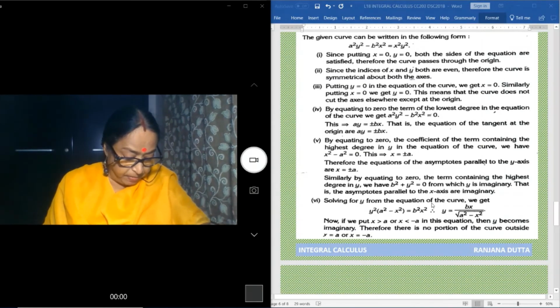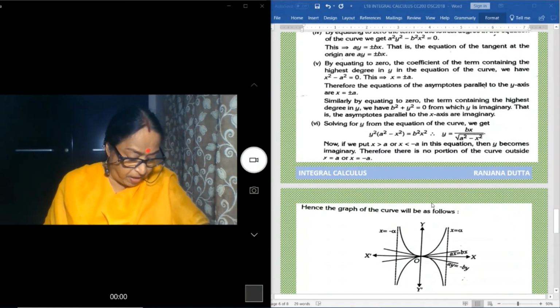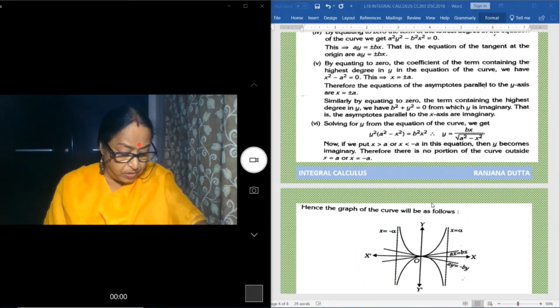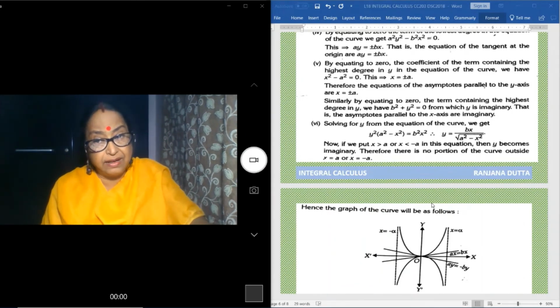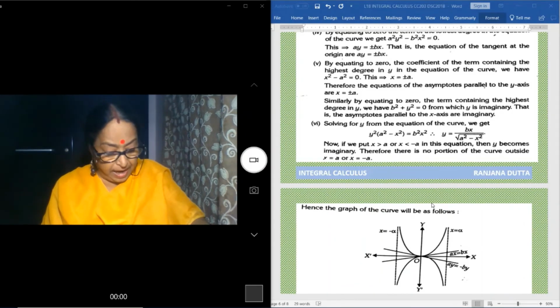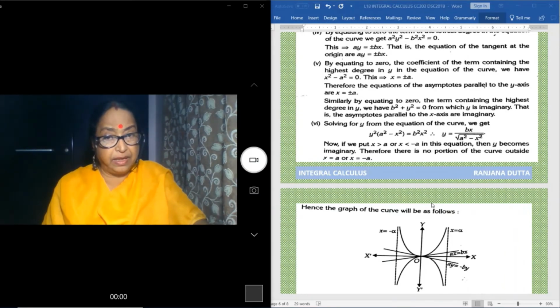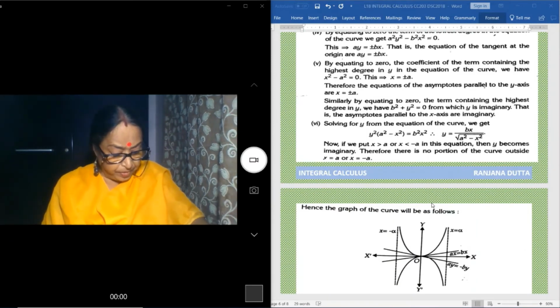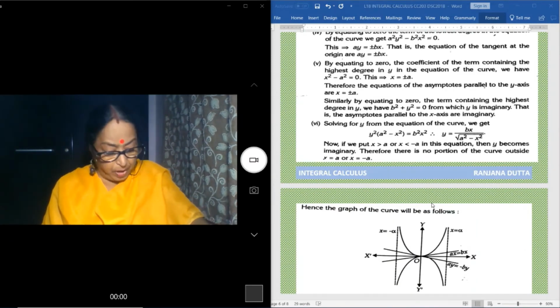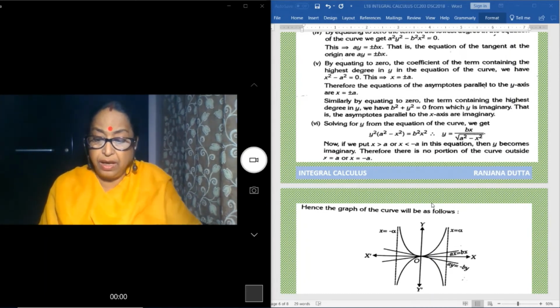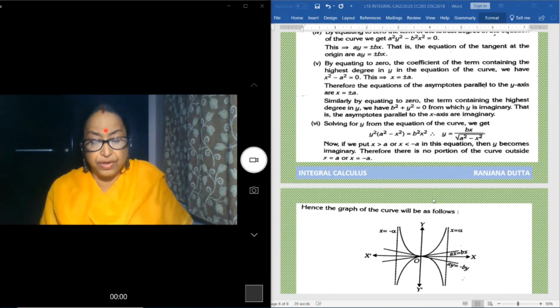Now y can be written as bx divided by root of a square minus x square. Here also, if x is greater than a, then y will become imaginary. So no portion of the curve will go beyond x is equal to a. So remembering these things, we can plot a graph you can see on your screen.